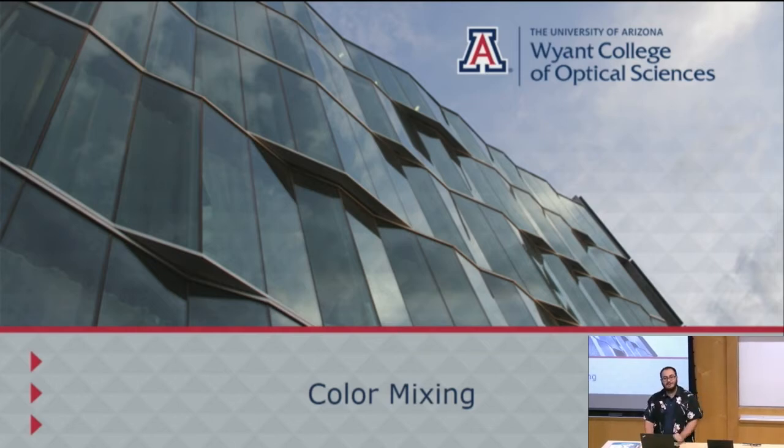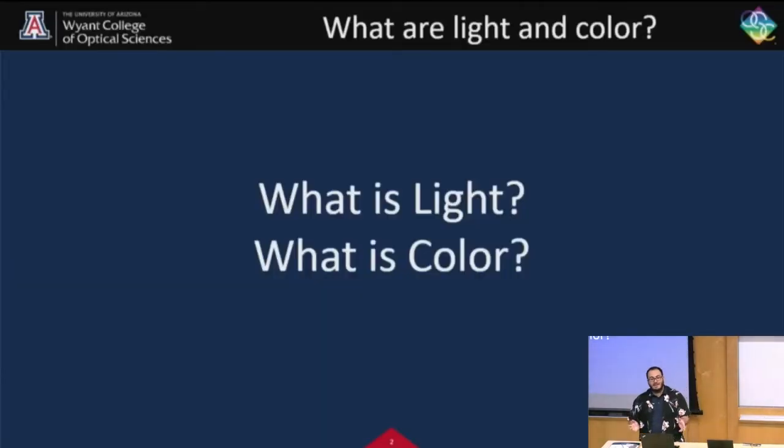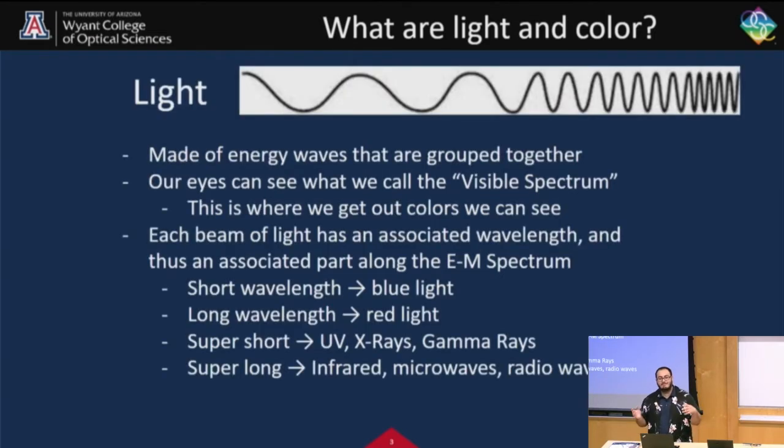So in order to get started on color mixing, the first thing we have to do is understand what is light and what is color. So what is light? Most basic question of optics. Light is made up of energy waves that are grouped together. So light travels as part of the electromagnetic spectrum, and it travels in waves.